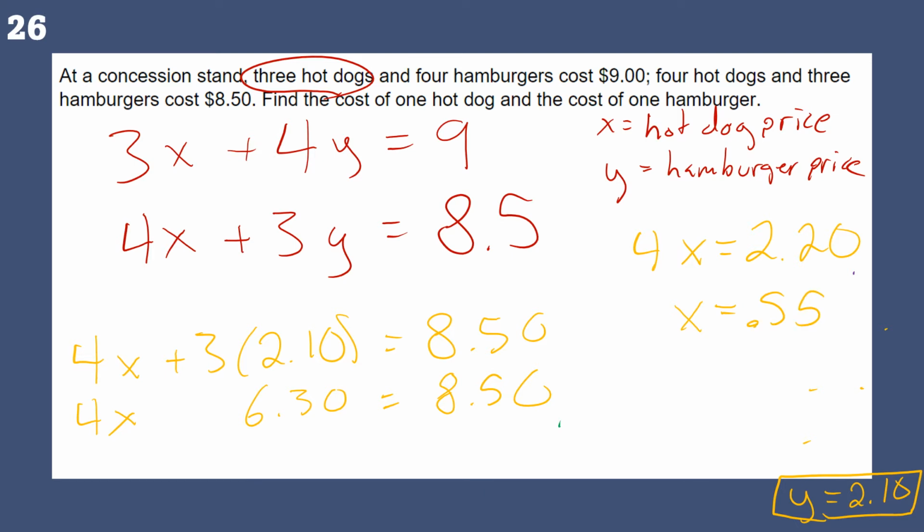0.55. And so what we said is this is a very cheap concession stand. It only costs 55 cents for a hot dog and $2.10 for a hamburger. Does that make sense for our problem? I think probably. Okay. And we can play with it some more if you wanted to plug in both the numbers to double check. I'm going to stick with it.